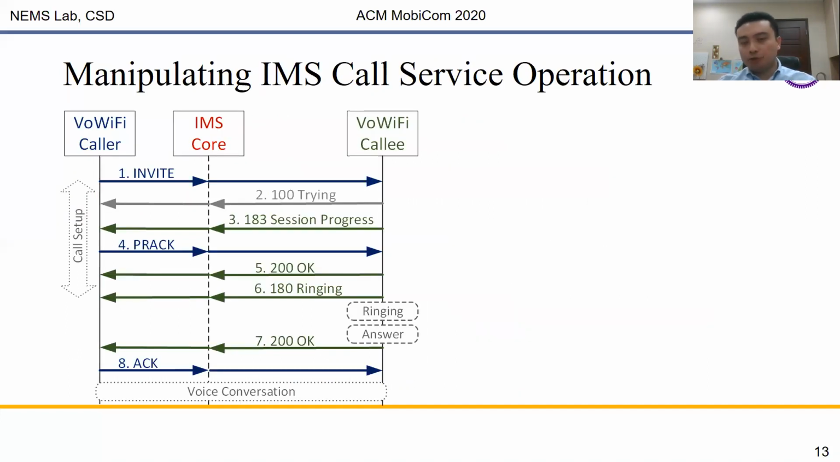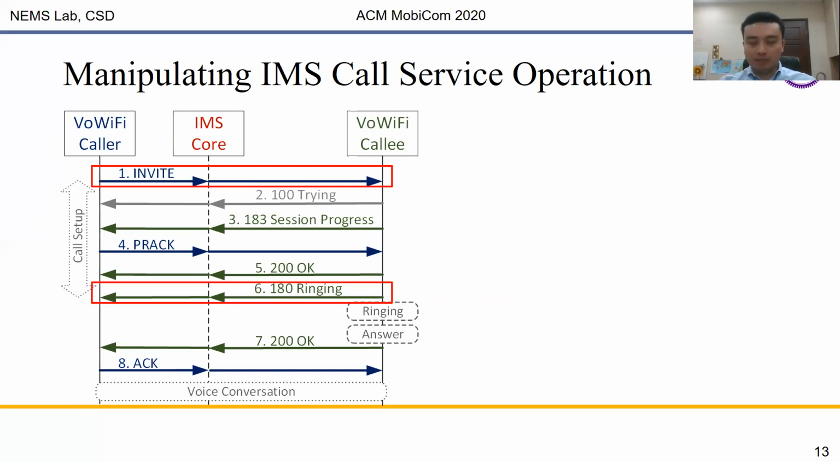With the IPsec session hijacking, we can manipulate IMS call service operation on a per message basis. The call setup procedure is similar to that of conventional VoIP services. It is initiated from an invite message. After a message handshake, the callee starts to ring while replying a ring message.